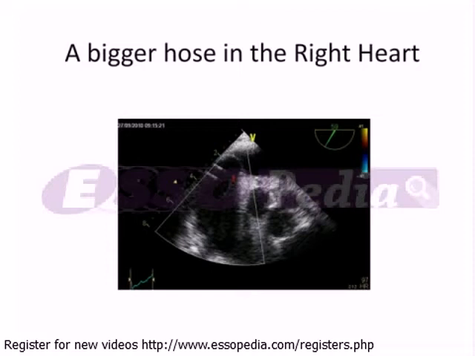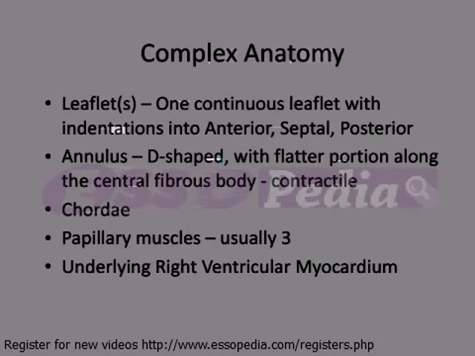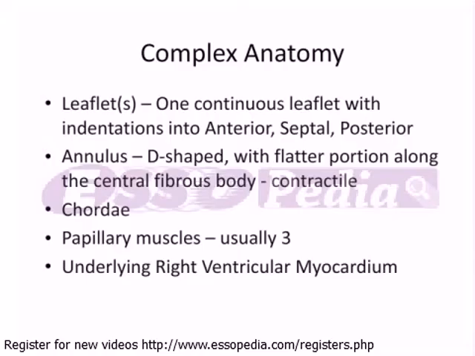We're going to now have a quick look at the tricuspid valve, the right-sided AV valve. The tricuspid valve is made up of one continuous leaflet with indentations of the anterior, posterior, and septal. Although we usually think of it as being three leaflets, it has an annulus, which is D-shaped with a flatter portion along the central fibrous body, which is in fact contractile. Attached to the leaflets are chordae, which are attached to papillary muscles, for which there are usually three. And don't forget, just as on the left side, you have to factor in, when you're looking at AV valve function, the underlying right ventricular myocardium. This is just a cartoon and a picture of what the tricuspid valve looks like.